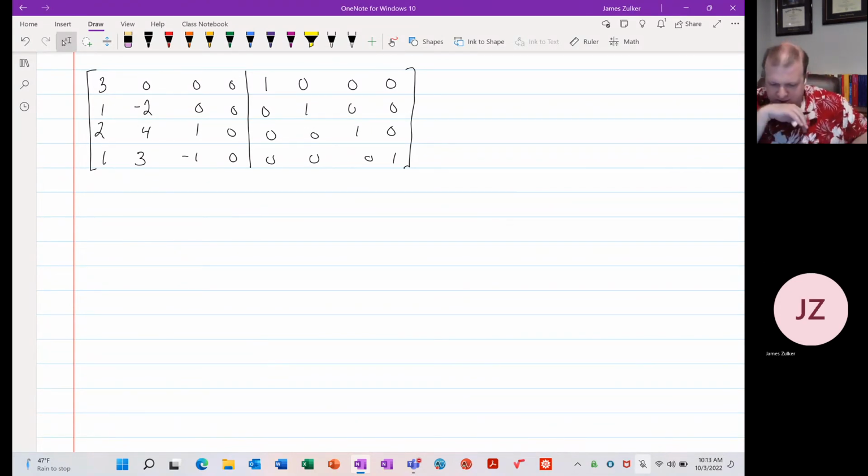Okay, so what we're going to do is keep this row intact, because we already see that we have a bunch of zeros after it, which is nice. So we're just going to go ahead and take a third of row 1.